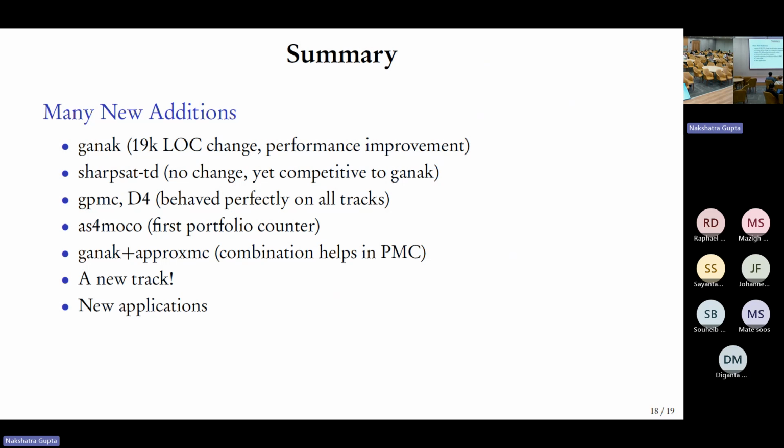This year, we have a new track that is motivated by applications, and that is, we think, a success of this competition. And we have got a lot of new applications.